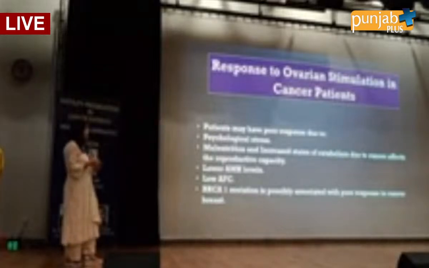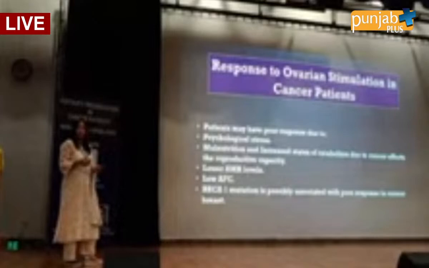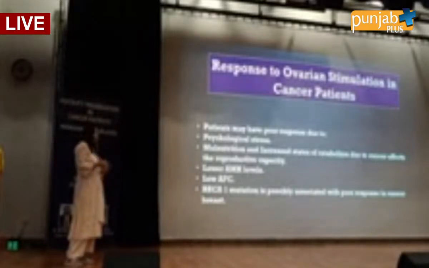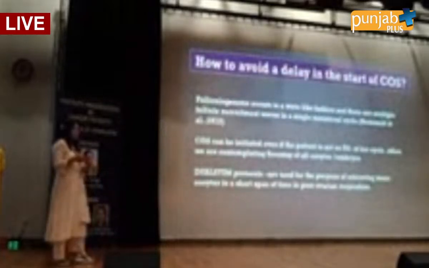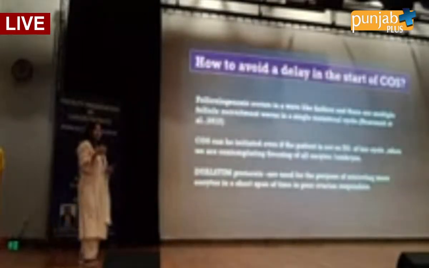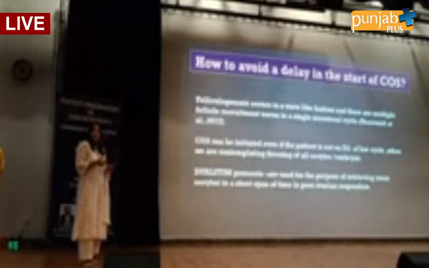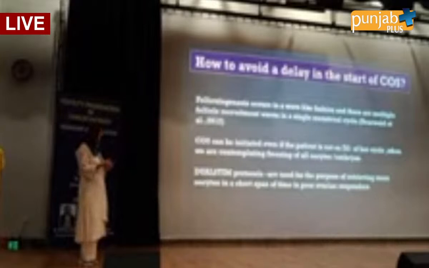Patients who have CA breast and are BRCA1 mutation positive, there is an association of BRCA1 mutation and poor ovarian response to stimulation. Many patients who are in the elder age group, more than 35 years of age, are poor responders, they may not produce enough oocytes, and sometimes they have to be stimulated 2 times in the same cycle. So we'll come to that in the further slides.